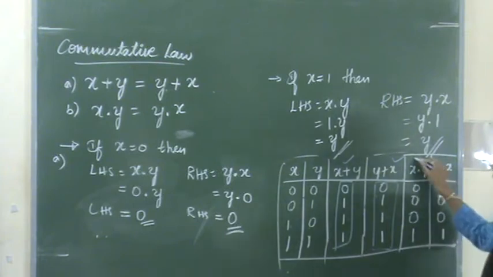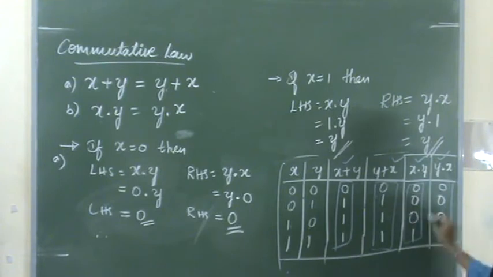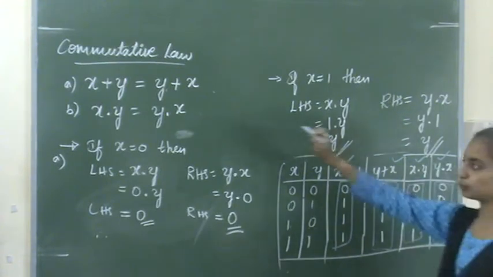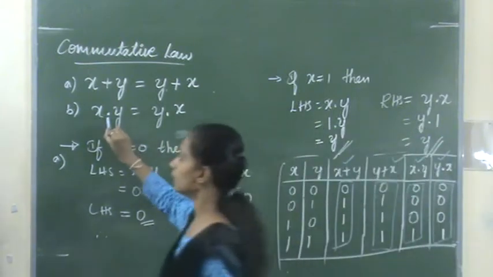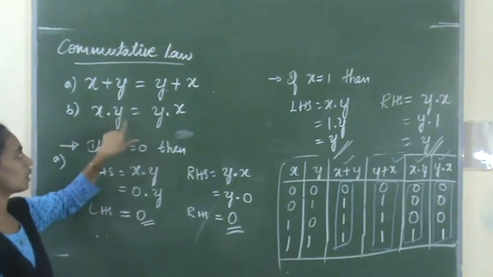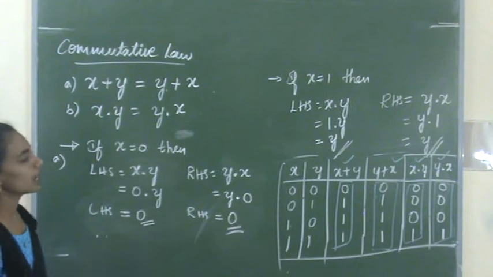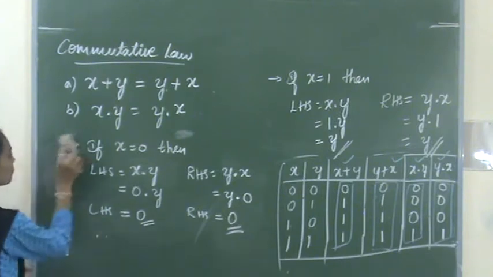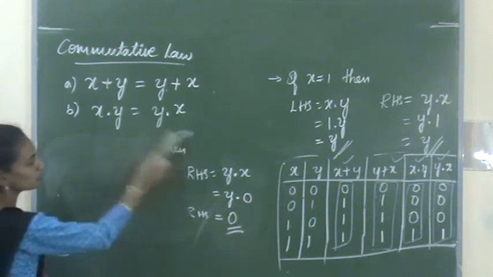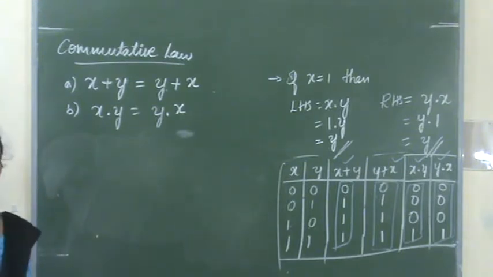See, now in the last two columns we are getting the same result, right? These two columns we are getting the same result. Hence we can prove that x into y is equal to y into x, or x and y is equal to y and x. Okay, this is how we can prove this. So we can write the circuit for this theorem also. How we will write the circuit means with the help of standard symbols, right?